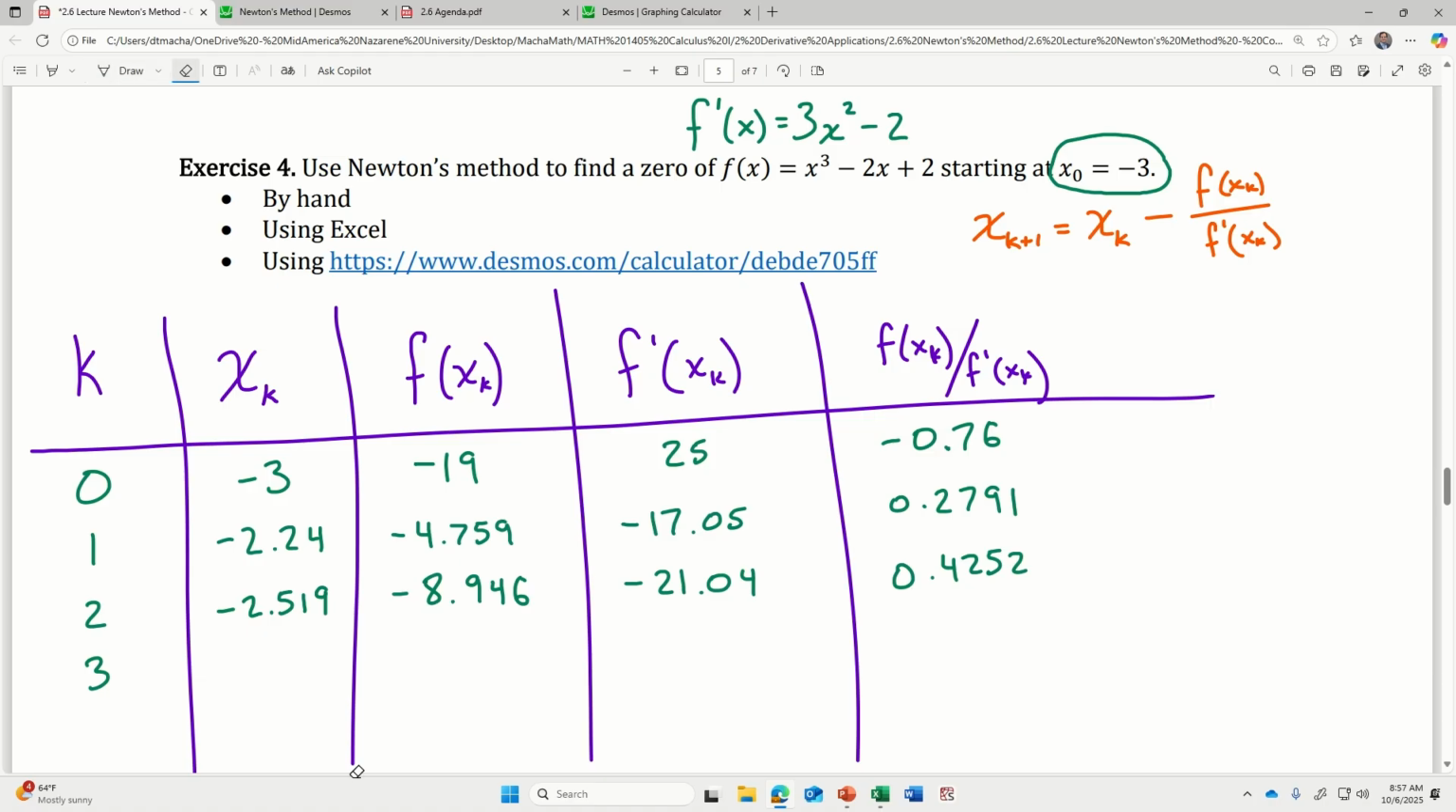I made a mistake. Made a dumb calculator error.